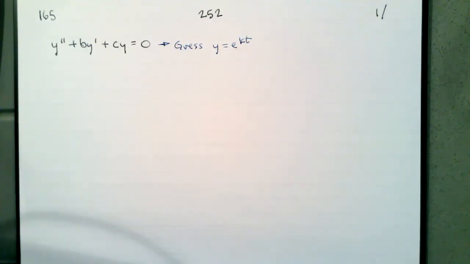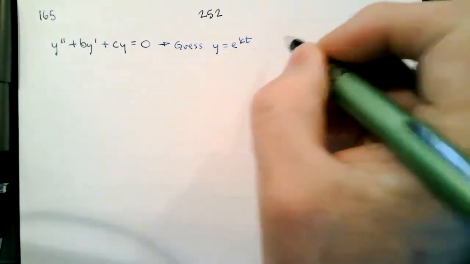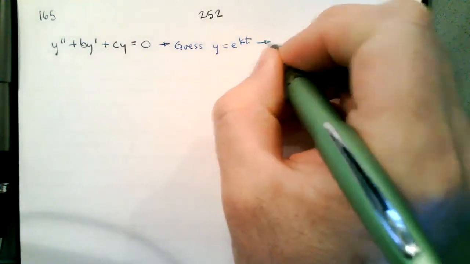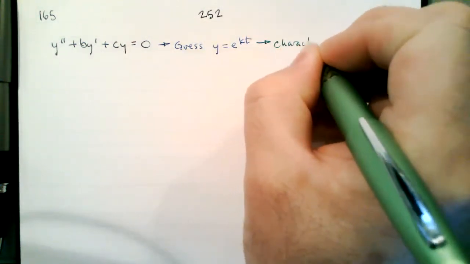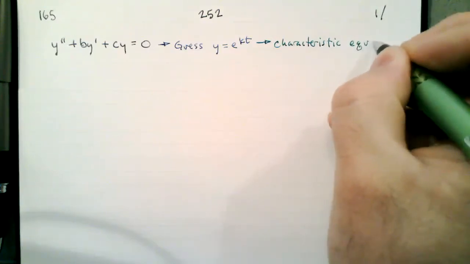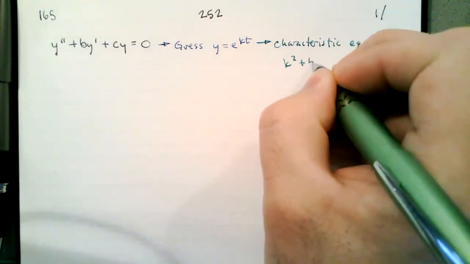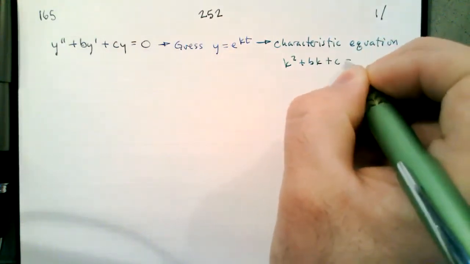So we got a few more things to clear up about these second order equations. If you'll recall, our strategy was to look at this second order equation with constant coefficients and just guess that y is equal to e to the k times t. This led to the characteristic polynomial, k squared plus bk plus c equals 0.